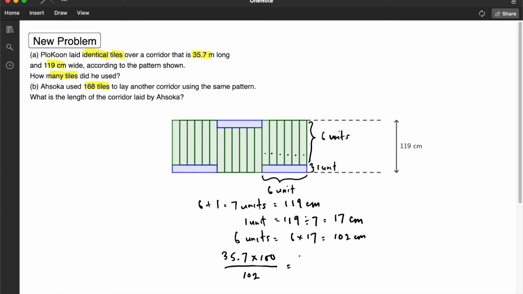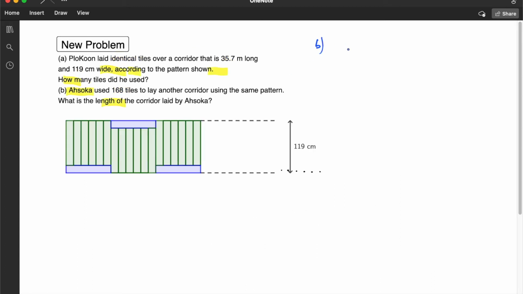So if we were to calculate these, we are going to get 35. So this 35 is actually this group of 7 tiles as shown in the pattern. So to find the total number of tiles, of course we have to take 35 and multiply that by 7 tiles in a group. So altogether we are going to get 245 tiles.